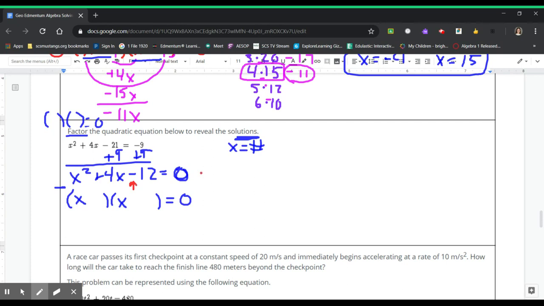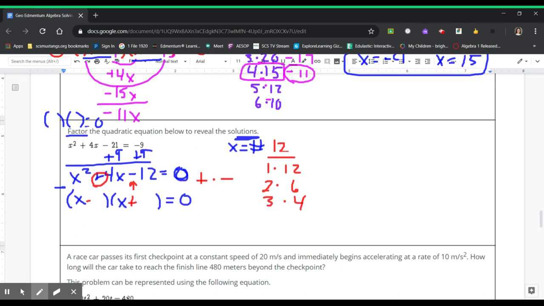So that means I'm going to have a positive times a negative. And looking at my b term, looking at that sign right there, my bigger term is going to be positive. So there we go. If I make our list of things that multiply together to make 12: 1 times 12, 2 times 6, 3 times 4. And that's our whole list.